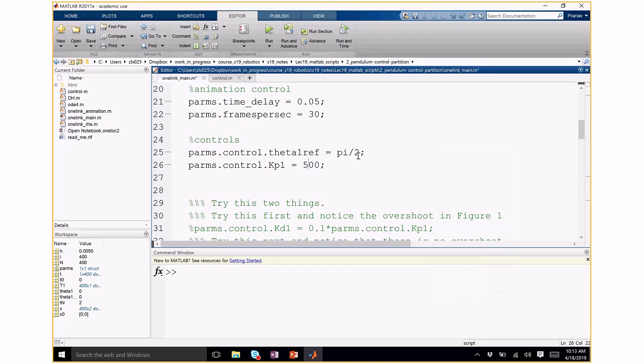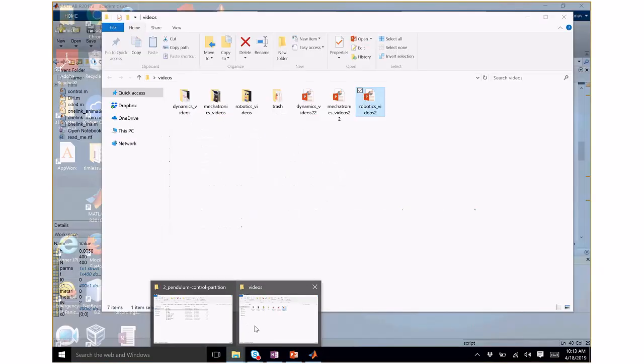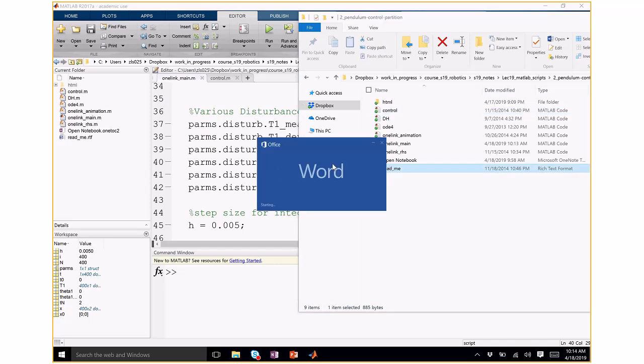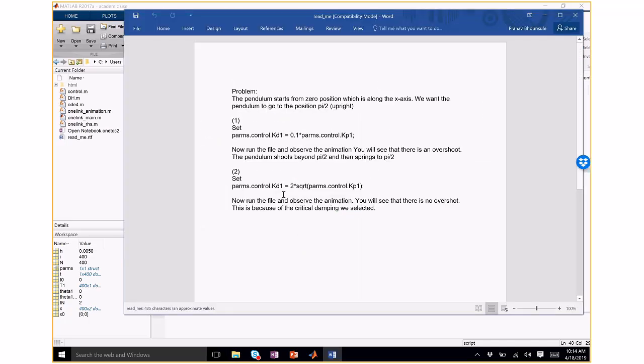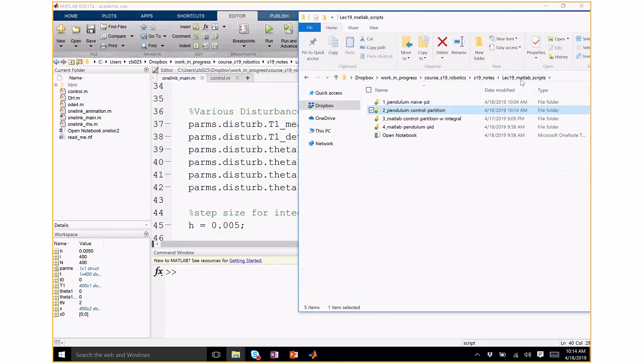So let me get this back. You can play with this. I've put noise and disturbances and so on. There should be a README file which will guide you through what to do. Okay, so that was a physical system, a pendulum, which is actually a nice benchmark problem.